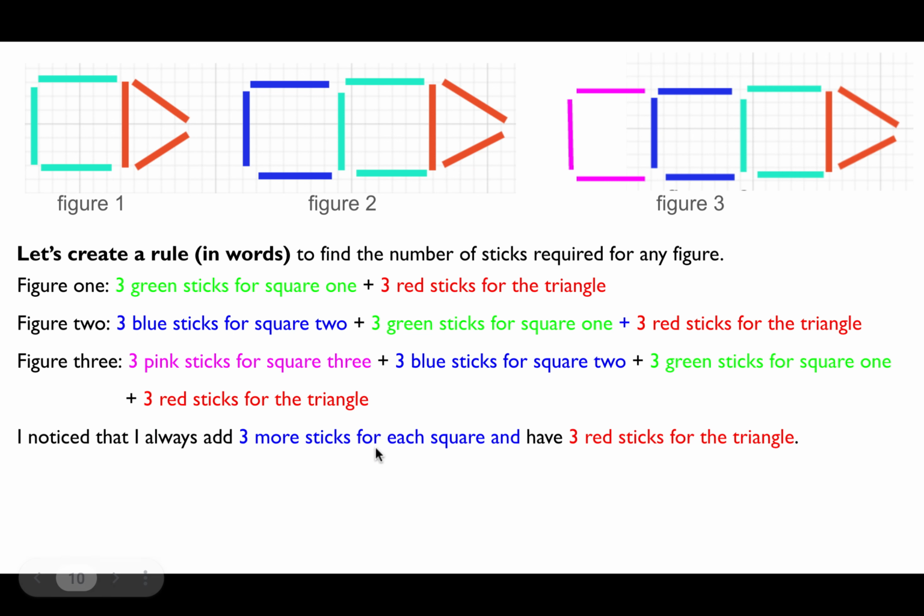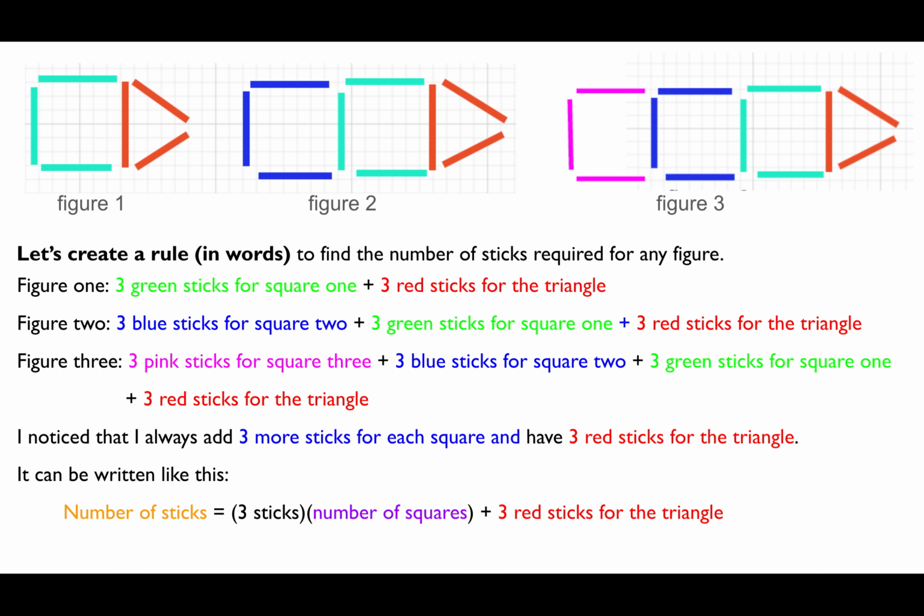So I noticed that I always add 3 more sticks for each square that I add, but I always just have 3 red sticks for the triangle. That doesn't change. So I could write it in words like this. The number of sticks equals my 3 sticks multiplied by the number of squares, so 1 square, 2 squares, 3 squares, plus I always just have 1 triangle, which is made up of my 3 red sticks.